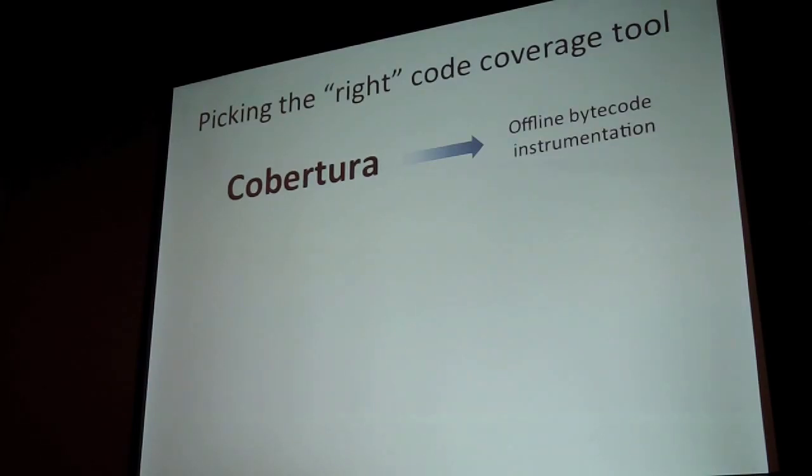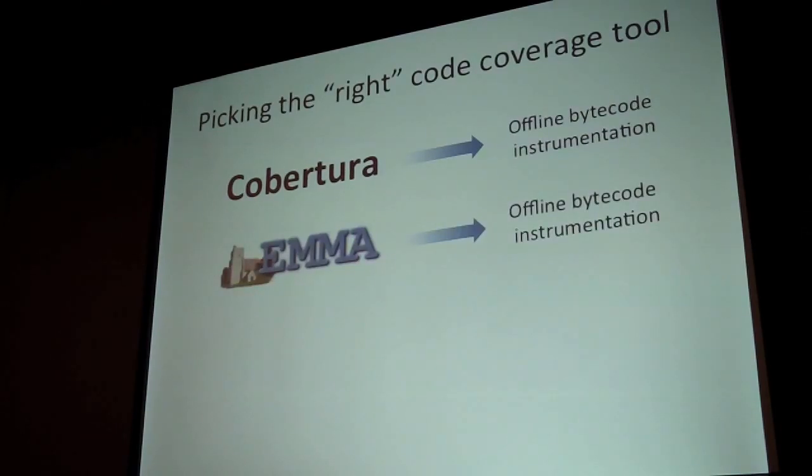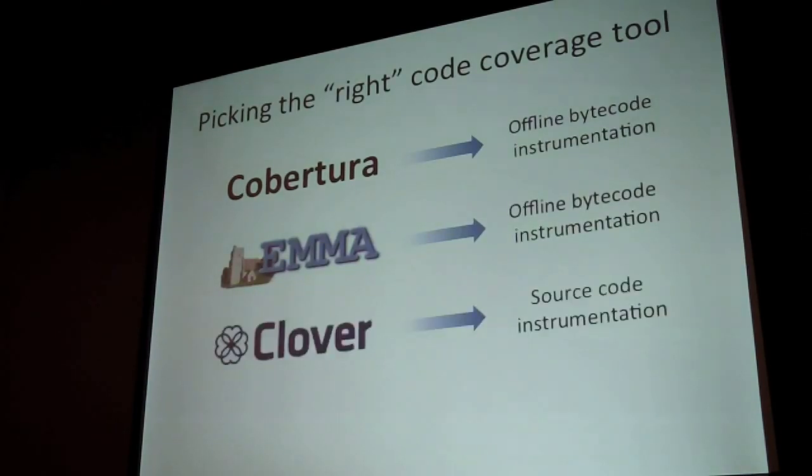So Cobertura modifies your compiled bytecode and inserts instructions to later on track what kind of code was executed. Something you actually don't want to do in continuous delivery. You don't want to change your compiled class files. You don't want to have any kind of side effects. Same thing is done by Emma. Clover does it slightly differently. That tool actually changes the source code before you even compile it. So it almost sounds worse.